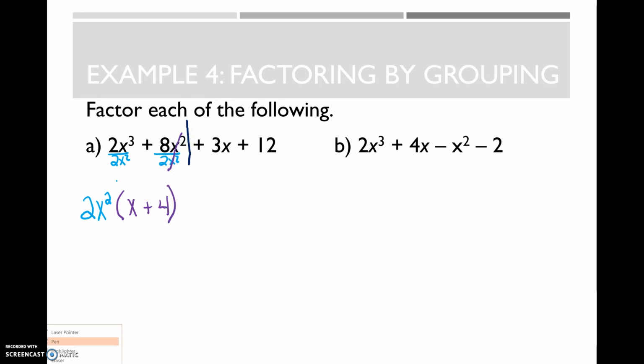Okay, second group. What do 3x and 12 have in common? What can you divide out of both 3x and 12? 3. Here's a hint. Whatever symbol you see in front of the third term, use that symbol. If we are dividing both of these by 3, let's see what's left. 3x divided by 3 is x. 12 divided by 3 is 4.